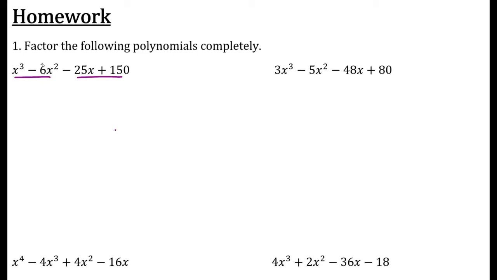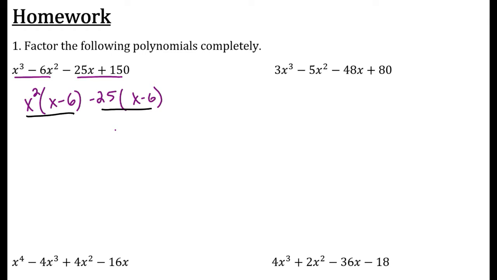What can I take out from those first 2 terms? I can take out an x squared. And I'm left with x minus 6. Well, over here, I need an x minus 6 to occur. So what do I need to GCF out from those second 2 terms to get that x minus 6? Well, it looks like a negative 25. Negative 25 times x is negative 25x. Negative 25 times negative 6 is positive 150, so that works.